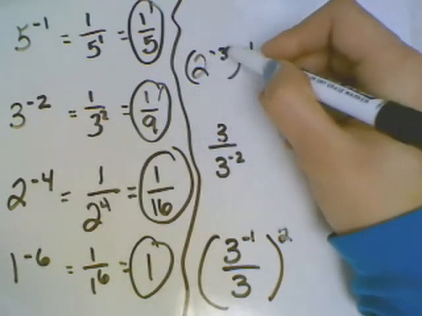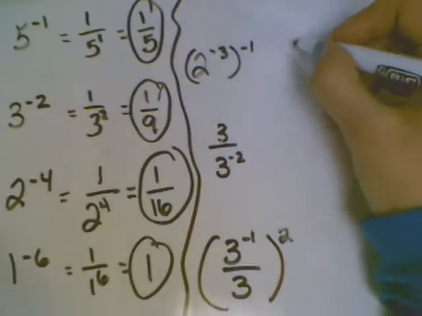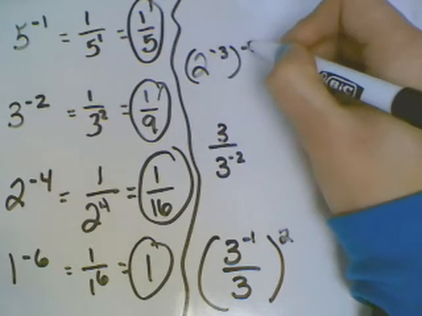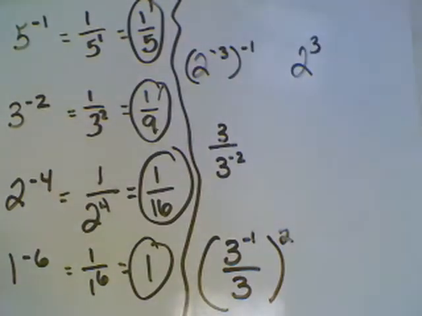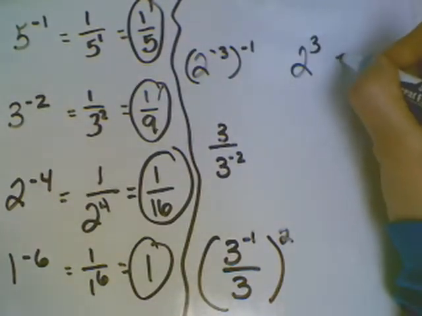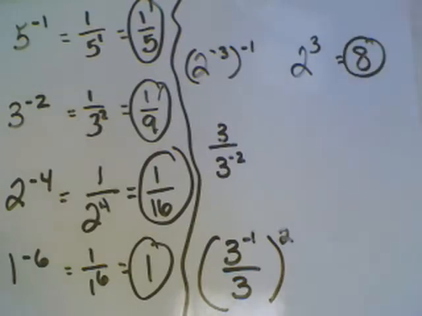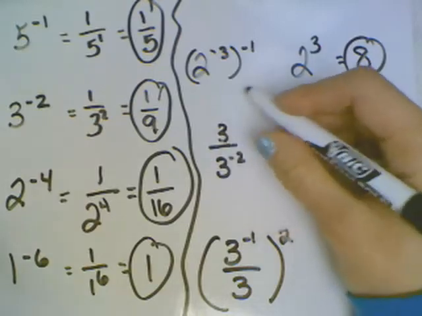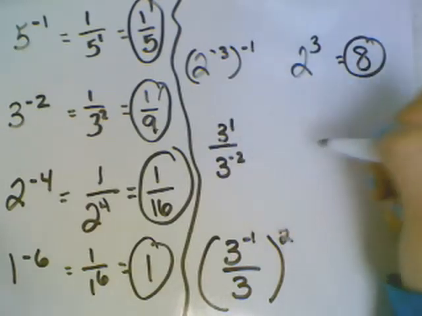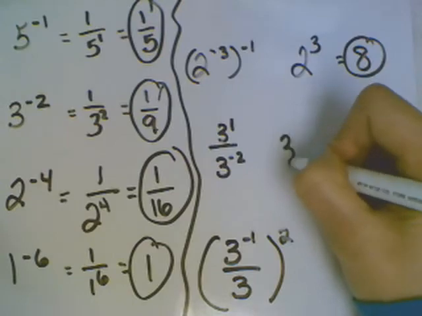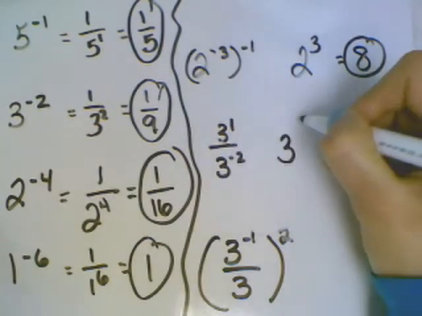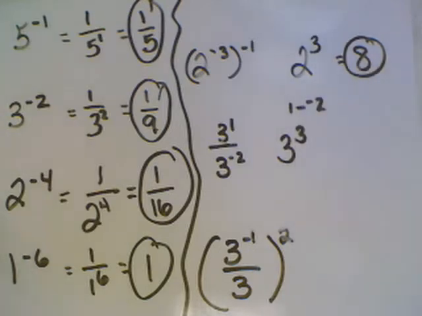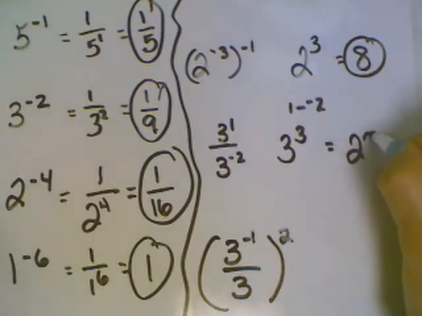All right, this next question. 2 to the negative 3rd, to the negative 1. I'm going to use the multiply rule. So this is 2 to the negative 3 times negative 1, which is positive 3. I have a regular normal exponent, so this is just 8. Here I'm going to use the subtract exponent rule because I'm dividing. I'm dividing 3 to the 1st by 3 to the negative 2. So this is going to be 3 to the 1 minus negative 2 power. 1 minus negative 2 is 3. So this is 27.